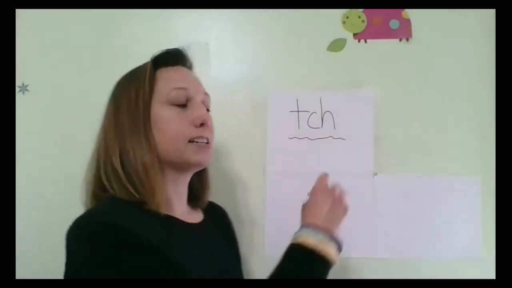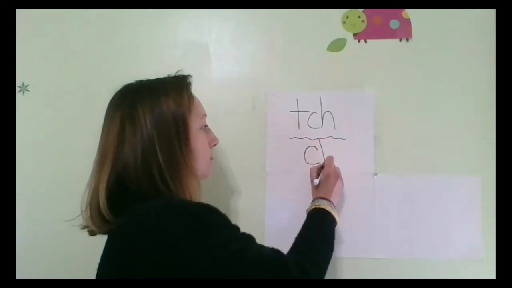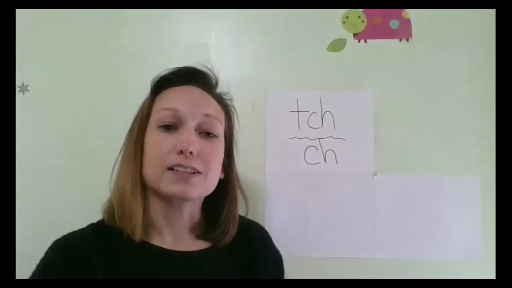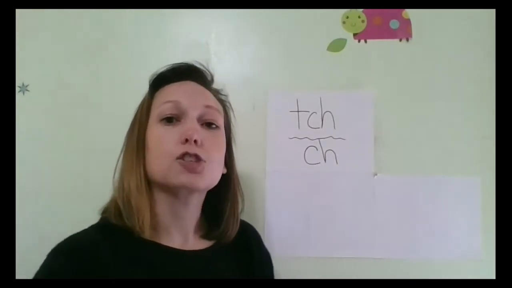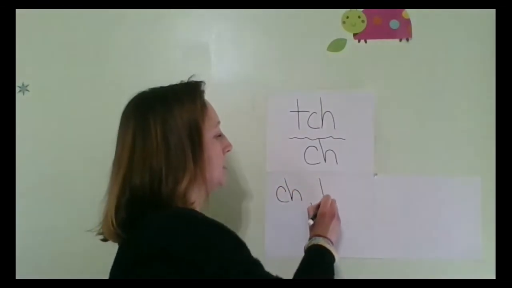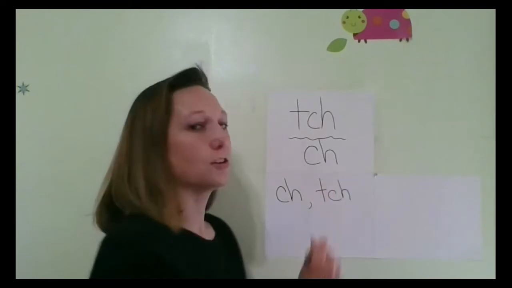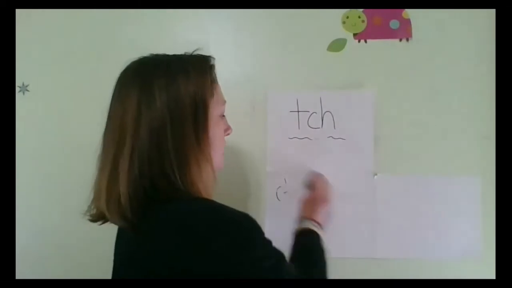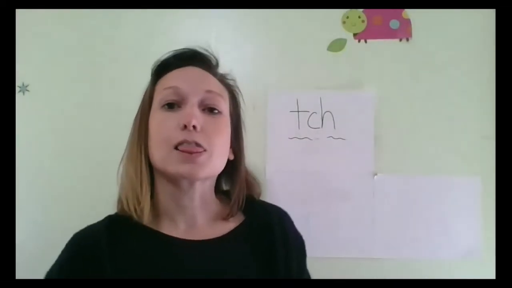And TCH says ch, just like CH. So CH and TCH both say ch. So now, when I ask you two ways to spell ch, we're going to say CH, and we are going to say TCH. Both of those say ch. So we are going to learn all about TCH and practice reading words with TCH today. And our rule for TCH is long spelling right after short vowel.